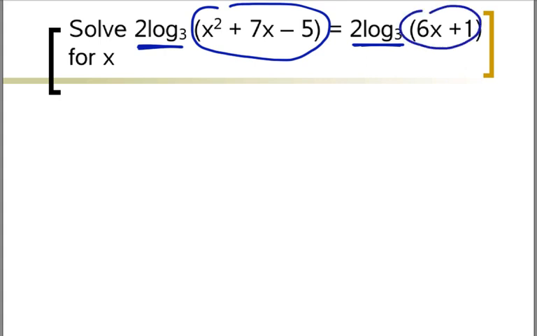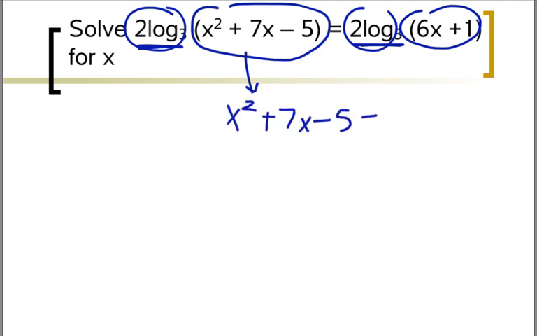If we're saying these 2 logs are equal to each other, that must mean that these two things, x squared plus 7x minus 5, is equal to 6x plus 1. It has to be that way if these 2 logs are being set equal to each other. So that's the first thing you do, is actually get rid of the logs. You don't have to deal with them at all. And then you need to solve for x.